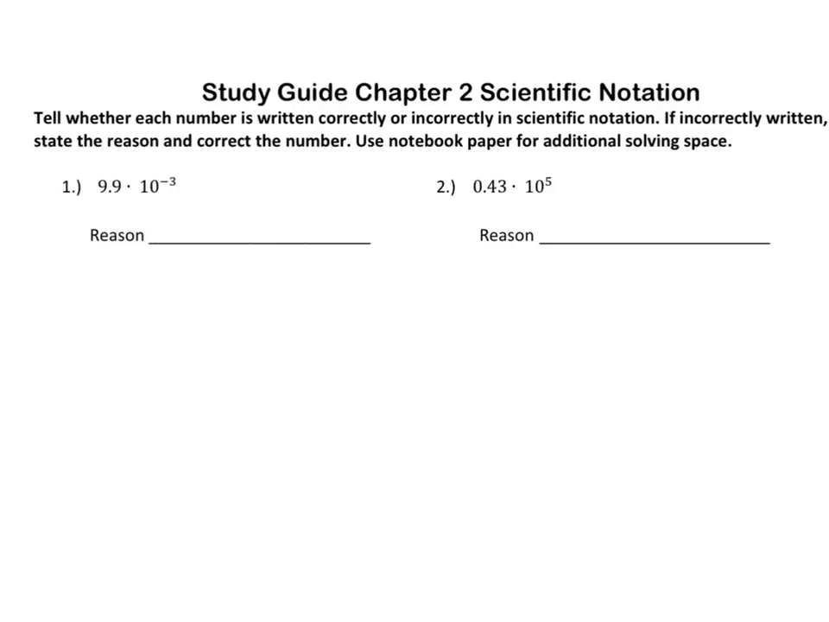Here's your Chapter 2 study guide on scientific notation. For 1 and 2, we tell whether each number is written correctly or incorrectly in scientific notation, and if incorrectly written, we need to state the reason and correct the number.